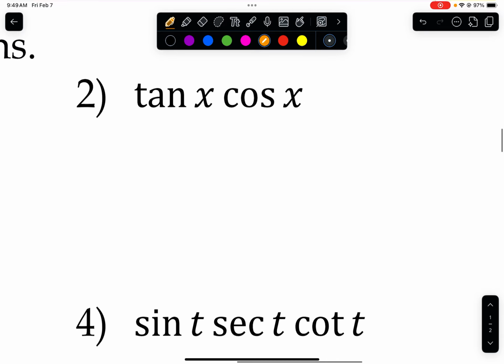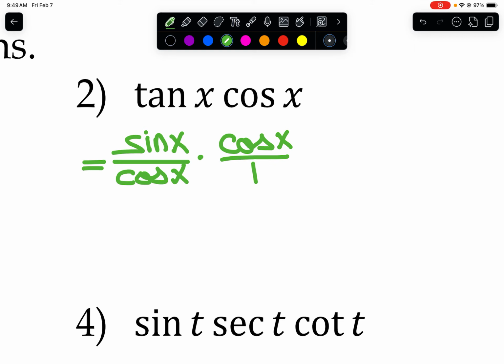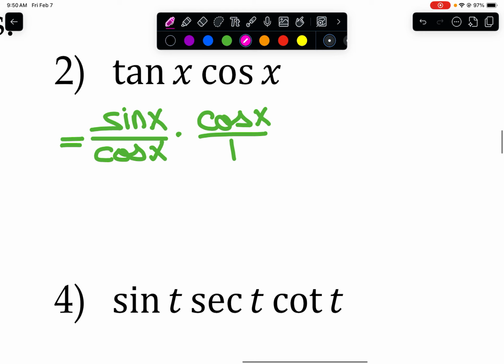Now number 2. So now I've got tangent x times cosine x. So I'm going to turn tangent x into sine x over cosine x. And then cosine, I'm going to leave it alone. So that would be cosine x over 1. So now notice how we have cosine in both the top and the bottom, so those can simplify. So when I simplify, all I have left is just sine x.